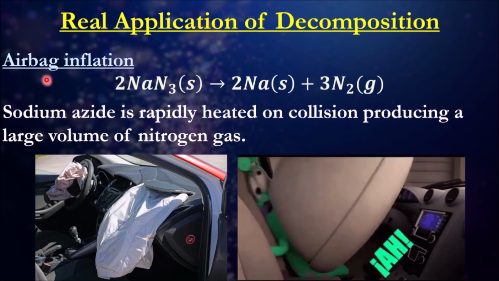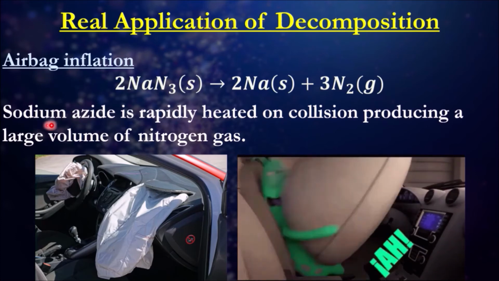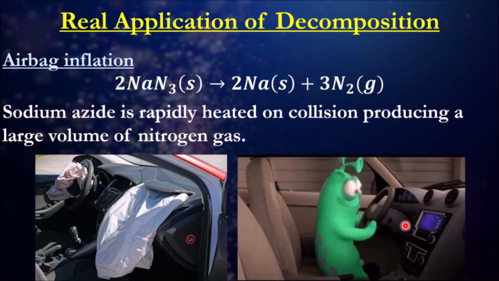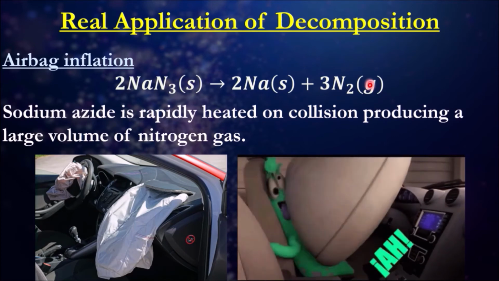Our example number 3 is the airbag inflation. We have a thing called sodium iodide, which rapidly heats up upon collision. Just for your own information, for an airbag to be ignited, you need to be traveling at about 20 to 25 kilometers per hour in that collision. When that breaks apart, it forms sodium, which is a highly reactive metal, and nitrogen. That's the thing that cushions you and protects you when you go through a car crash. As a matter of fact, 80% of the Earth's atmosphere is made out of this stuff here.